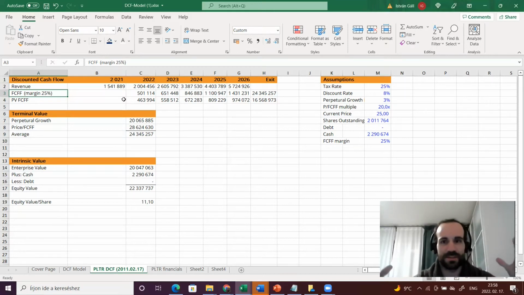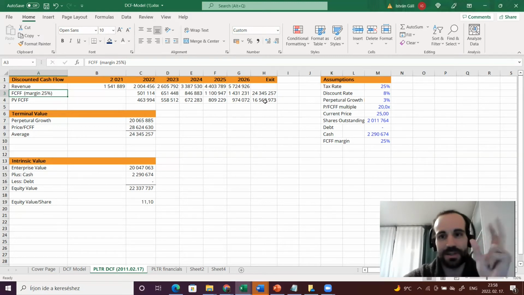In terms of this model, what we are going to do is to project the free cash flow for our projection period. So I'm going to use a 5-year long projection period. At the end of the projection period, we would define a terminal value for the company. And if we aggregate this terminal value with the discounted value of the cash flows generated over the projection period, we would be able to calculate the fair intrinsic value of a share.